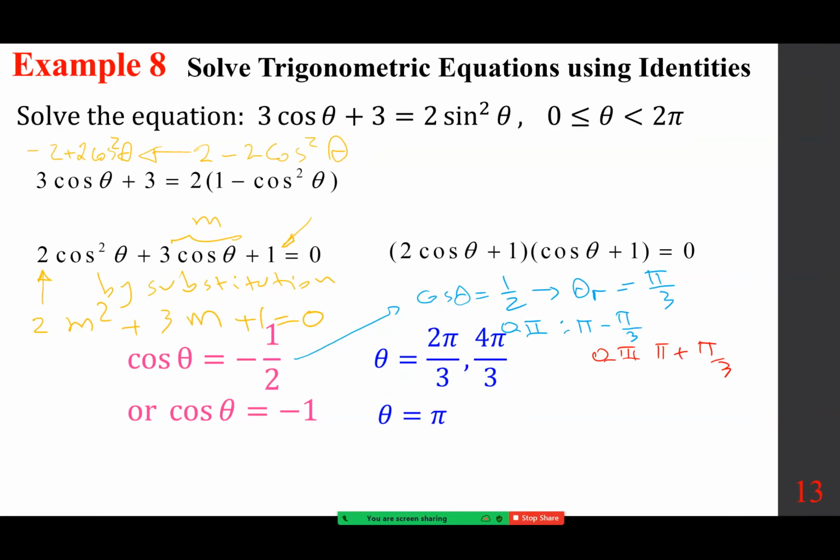Again, I went over this in detail because I want to make sure that if you come across a common arc, but it happens to be negative, so it's not in the first quadrant, first come up with the reference arc and then figure out which quadrant, and you can easily come up with the answer.